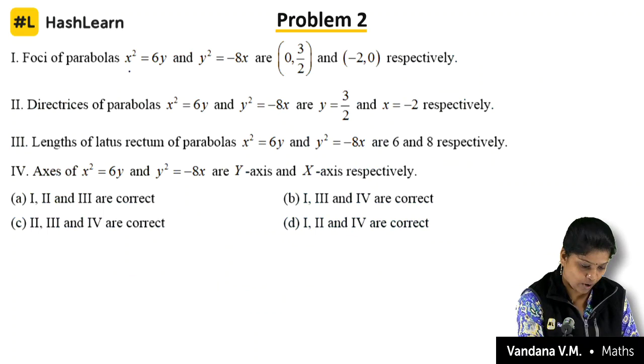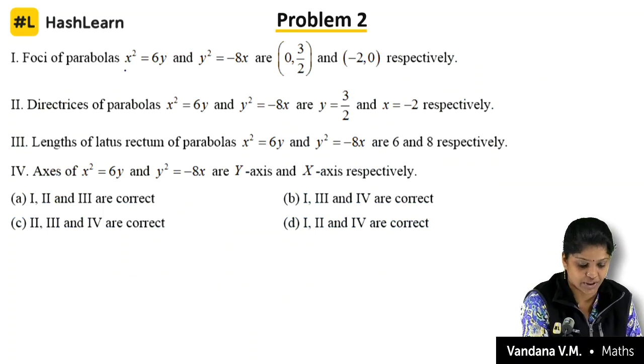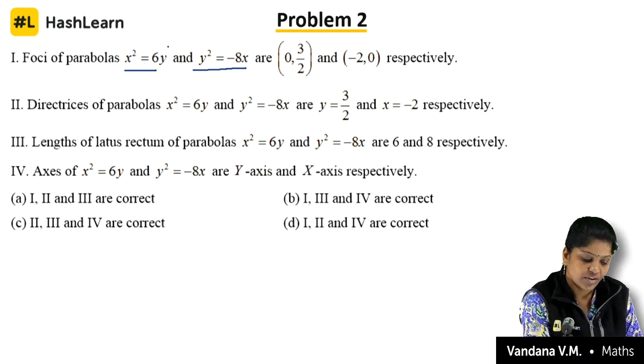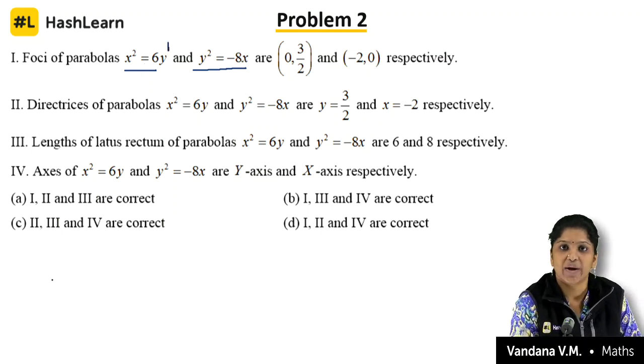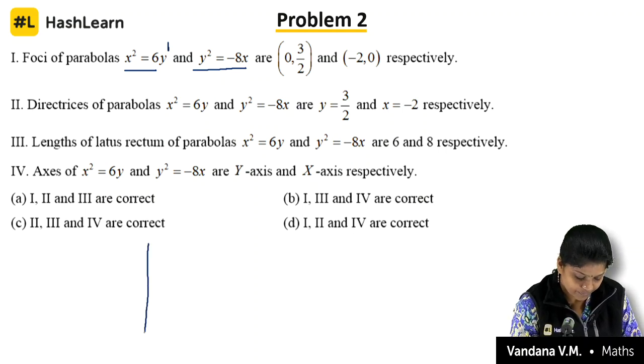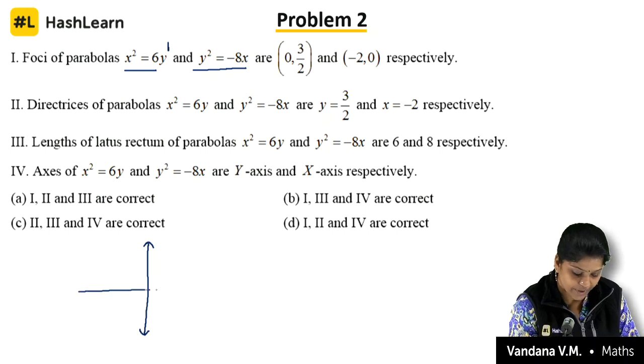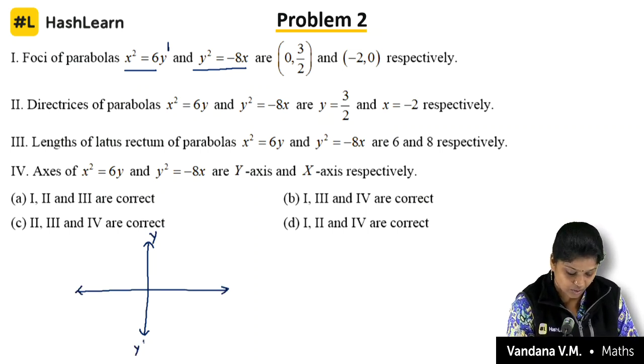Next one. Foci of the parabolas x square is equal to 6y, y square is equal to minus 8x. Which is linear here? y is linear. And it is positive also. So, it is symmetric along the positive y-axis. This is the negative y-axis.